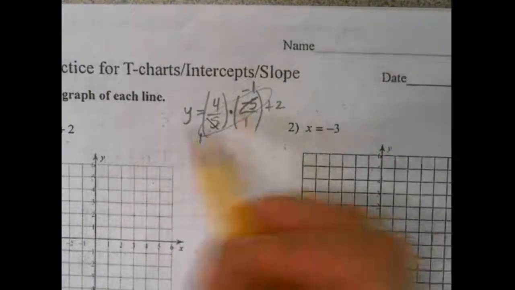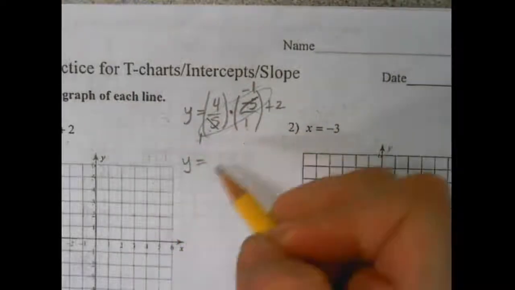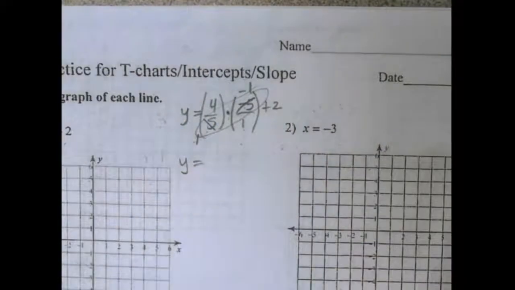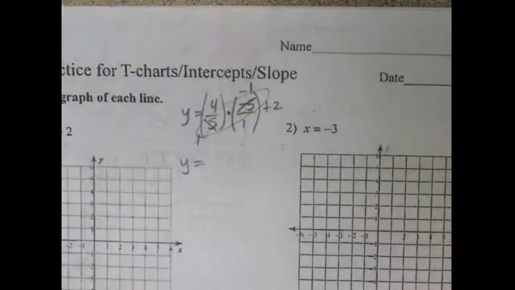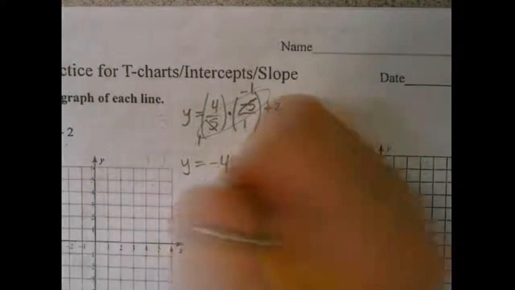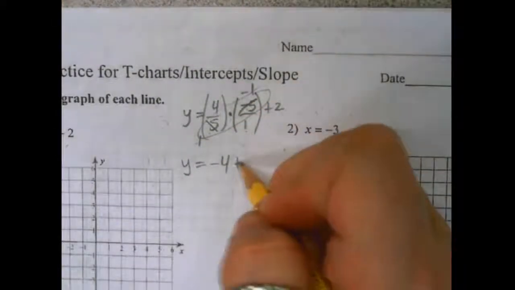Okay, so now I'm going to go ahead and bring down what I have left. I have 4 times a -1. What is 4 times a -1? -4. And then I have a +2.